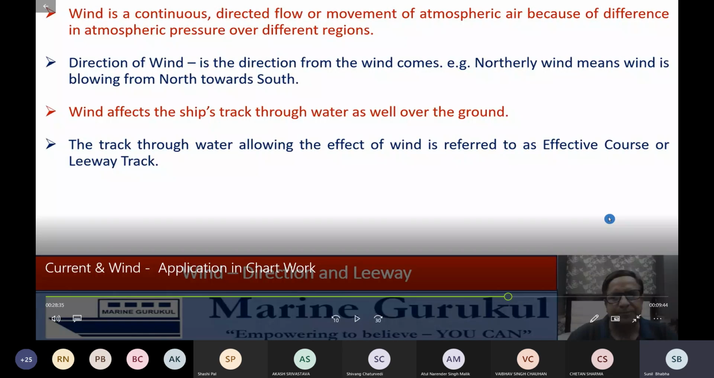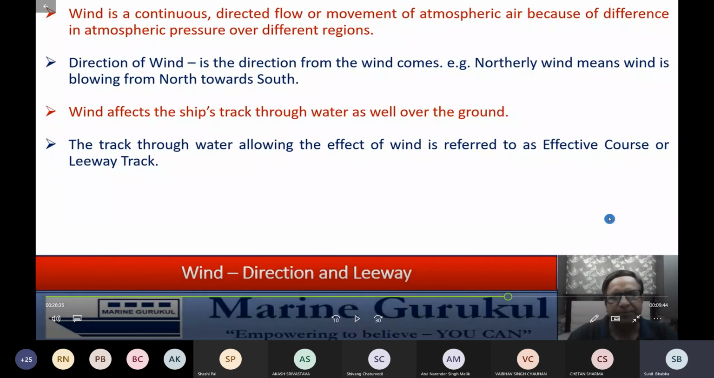Okay, beta, till now we have seen two courses. One was course to steer or course steered, that was the CTS. Second was course made good, which we refer to as CMG. It is also sometimes called course over ground.